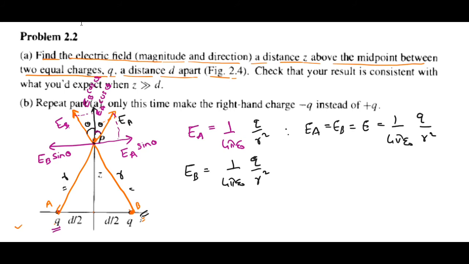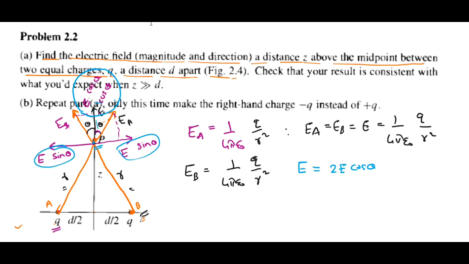Now, E_A sin theta can be written as E sin theta, and E_B sin theta can be written as E sin theta. Then the cosine components will be E cos theta each, and these two E cos theta components will be added. The net electric field at the point P is equal to 2E cos theta, because the sine components cancel each other. Only the cos theta component survives.